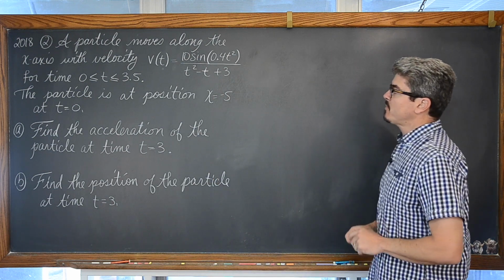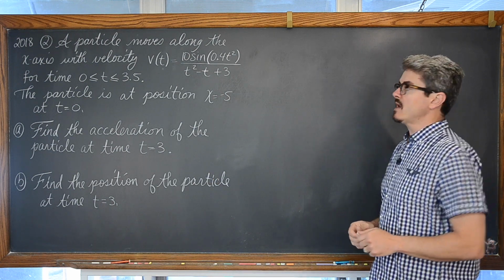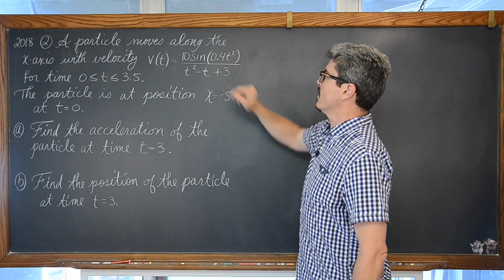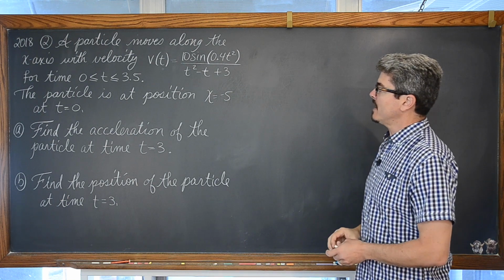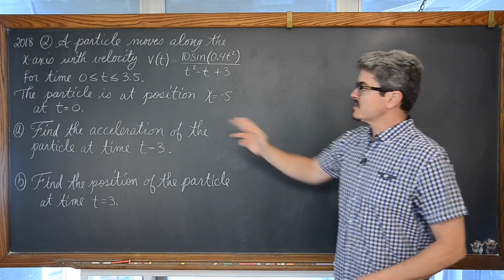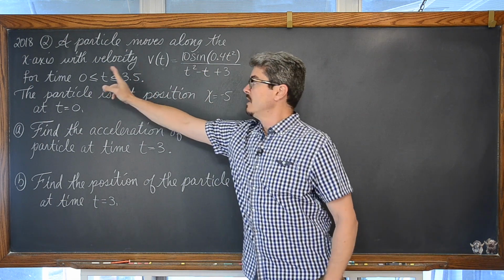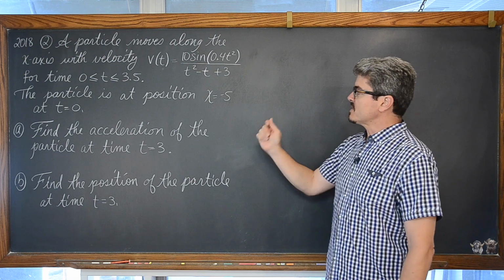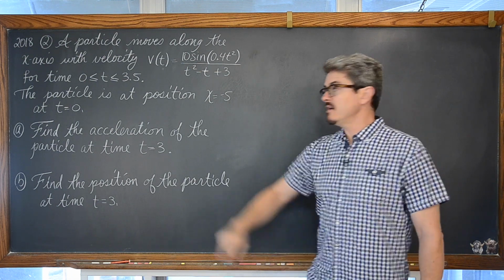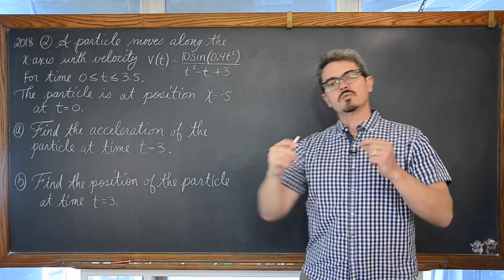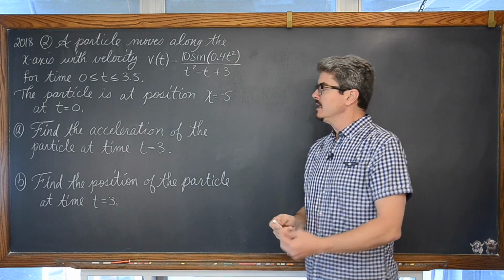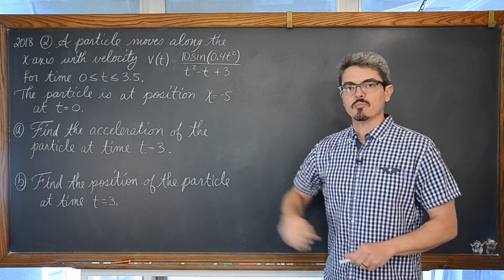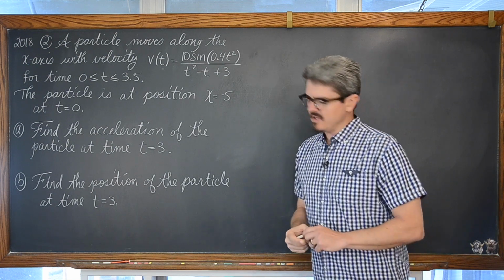So it says, a particle moves along the x-axis with a velocity equal to 10 times the sine of 0.4 t squared over t squared minus t plus 3 for the time period, a closed interval from 0 to 3.5. The particle is at the position x equal to -5 at t equal to 0. So we have an initial condition, an initial placement of this particle, which is going to come into play for part B and C and possibly D, I don't remember.